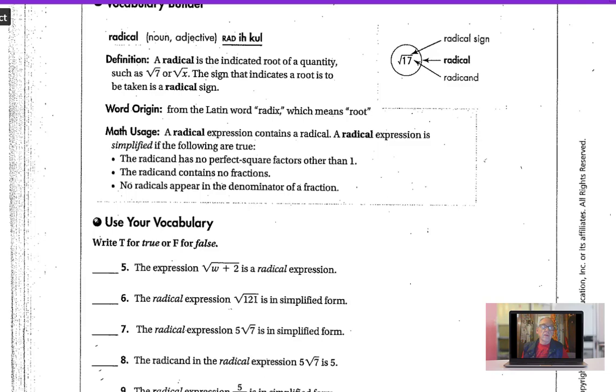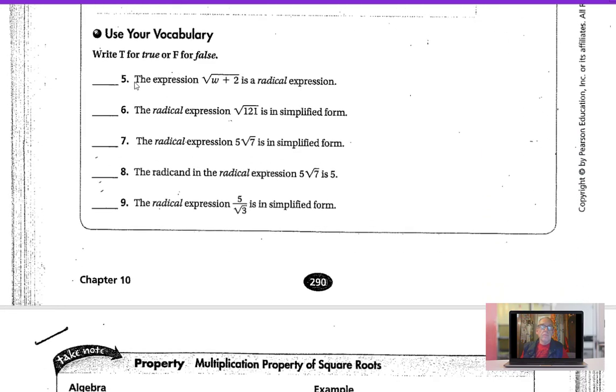So let's look at number 5. This expression is a radical expression. That's true. The radical expression is in simplified form. That's not true because the square root of 121 is 11, so 11 is the simplified form for the square root of 121. 5 square root of 7 is in simplified form. Neither one of these can be broken down anymore.